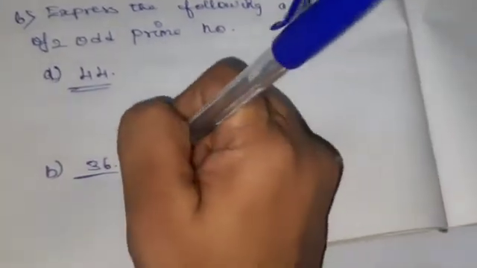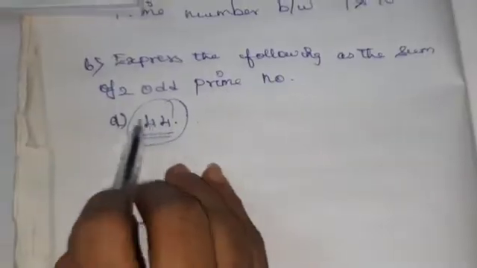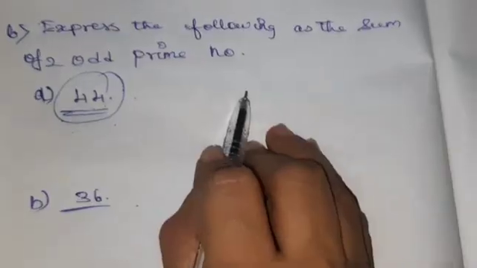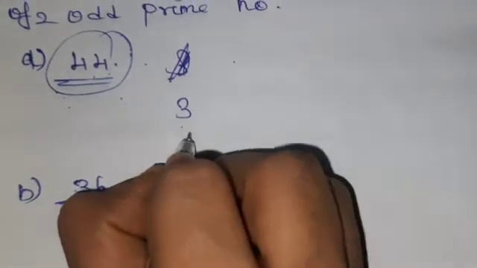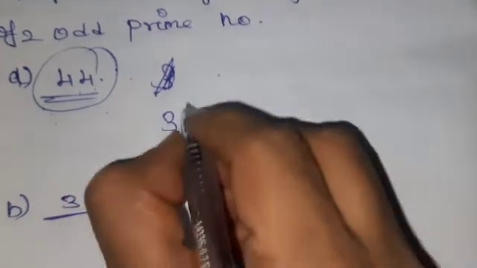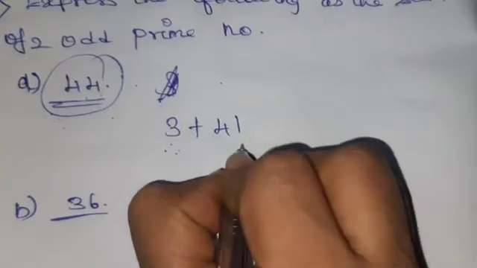Sixth problem, express the following as the sum of two odd prime numbers. I will be solving the first two problems. The next two problems are your homework, students. Let us express the number as the sum of two odd prime numbers. 3 is an odd number and it is also a prime number.